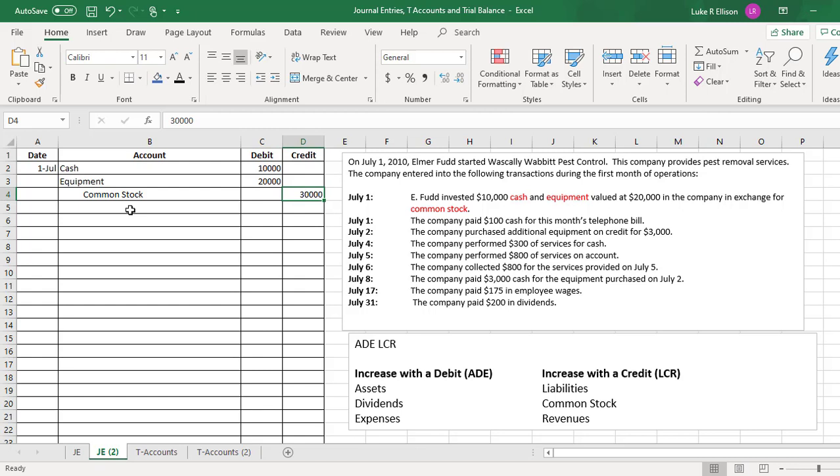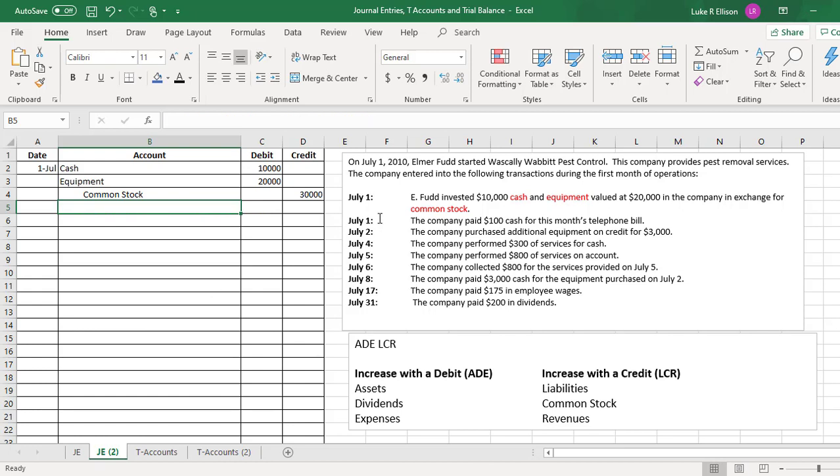And one more thing, some teachers might want you to write a small description of the transaction right below it. So for example, we might say an investment of cash and equipment for common stock, something like that. So if your teacher wants you to put a little note underneath it, then make sure you do that. If your teacher doesn't want you to do that, then don't worry about it. In this video, I'm not going to worry about the descriptions.